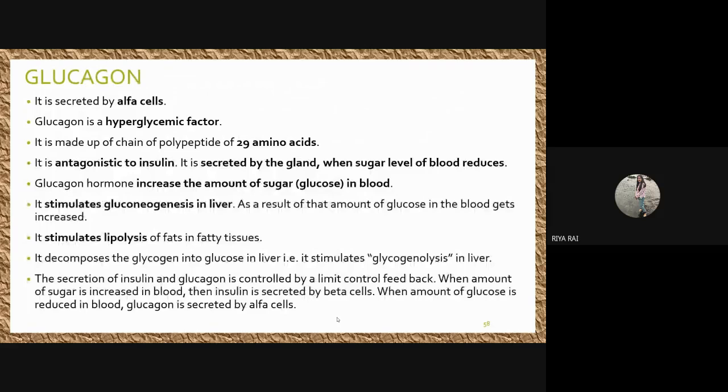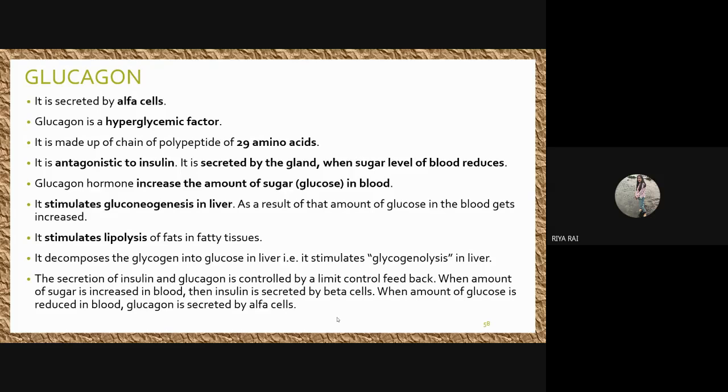Next is glucagon. Glucagon is secreted by the alpha cells of the islets of Langerhans, and it is a hyperglycemic hormone made up of 29 amino acids. It works antagonistically to insulin, that is, it is secreted by the pancreas when the amount of blood sugar gets reduced. Glucagon increases the blood sugar level, and it stimulates gluconeogenesis in the liver.